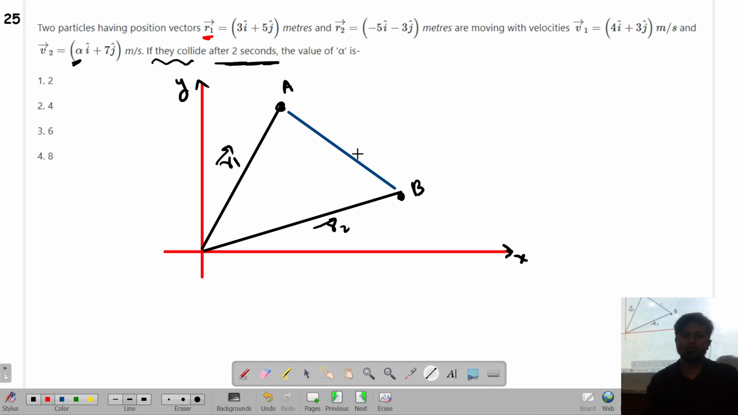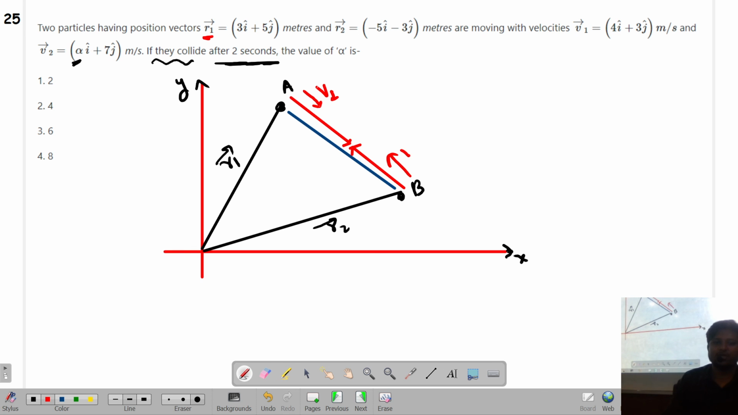Let's suppose B has traveled some distance and A has traveled some distance. Now, A will travel with some velocity v1 along this path, yes or no? B will travel with velocity v2 along this path, yes or no? 100%. Now this path till over here, I call this the collision point. Okay, I am denoting it by C.